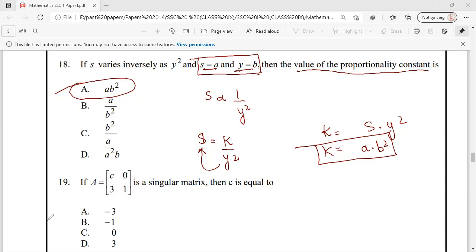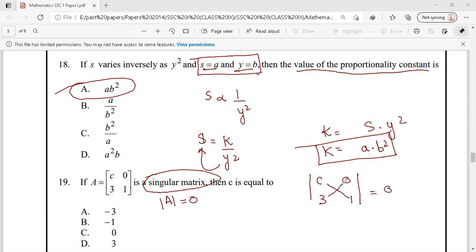Next, we have a matrix question, question number 19. If A is a singular matrix, and a singular matrix means the determinant is zero, then that matrix is known as a singular matrix. So if A is a singular matrix, this determinant would be equal to zero. So let's find the determinant.